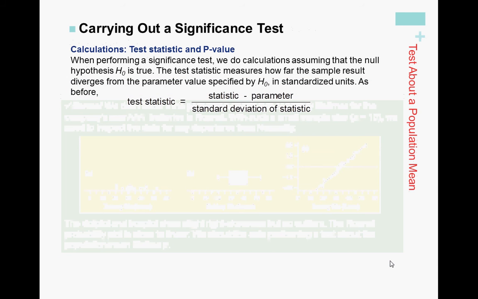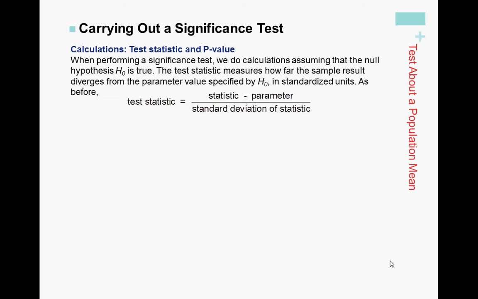Then we've got to figure out our test statistic. So this has the same basic format as it did with proportions. We do a statistic minus the parameter over the standard deviation of the statistic.